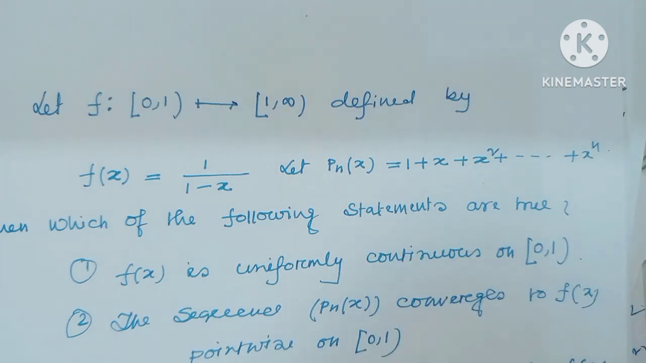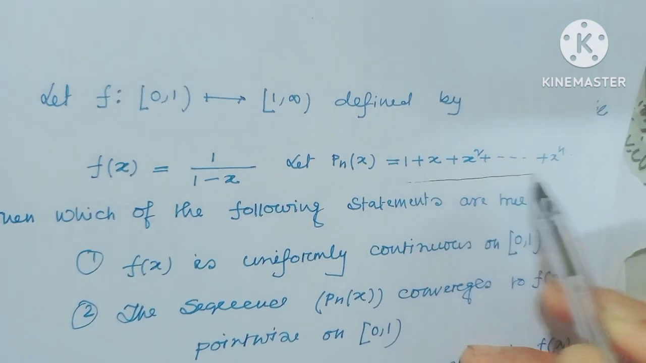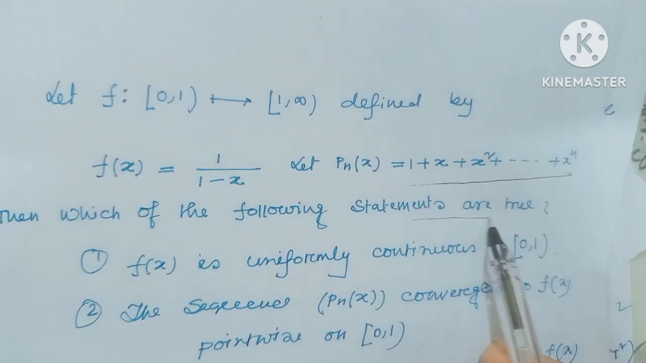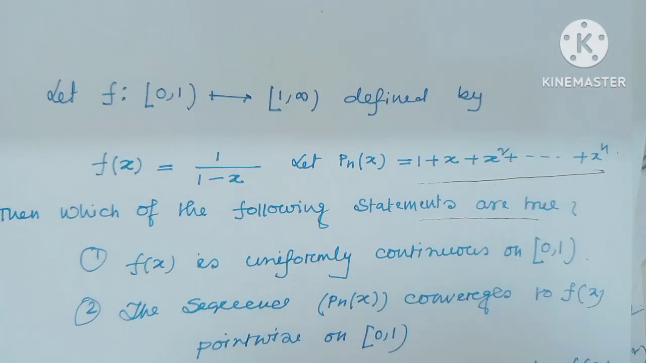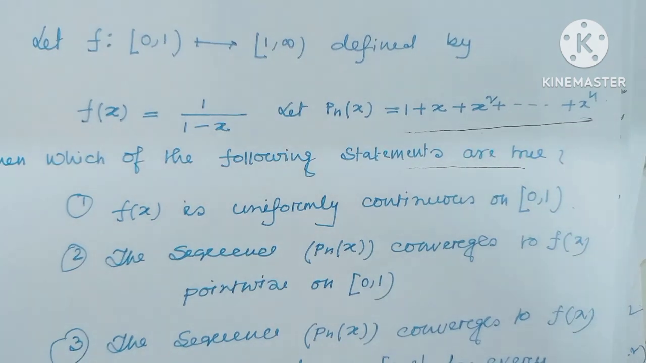Let f map the interval [0,1) to [1,∞), defined by f(x) = 1/(1−x). Let Pn(x) = 1 + x + x² + ... + xⁿ. Then which of the following statements are true? Option 1: f(x) is uniformly continuous on the interval [0,1).